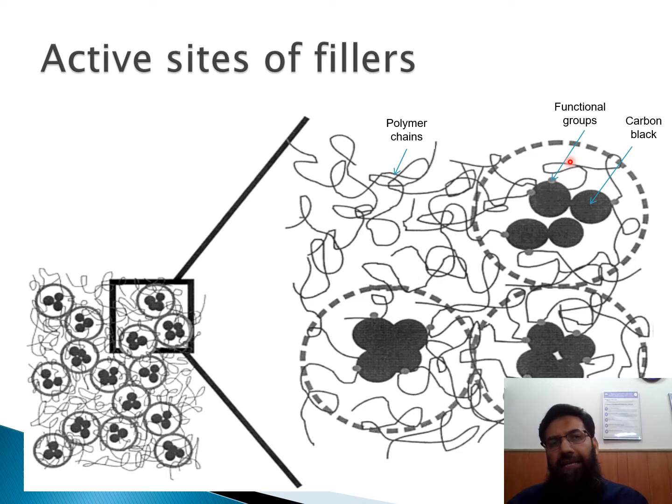So the active sites play a major role during the compounding of the filler with the different polymers. On one side, we need high shear to disperse the filler in the polymer. On the other side, they give us better mechanical performance by the reinforcement mechanism.